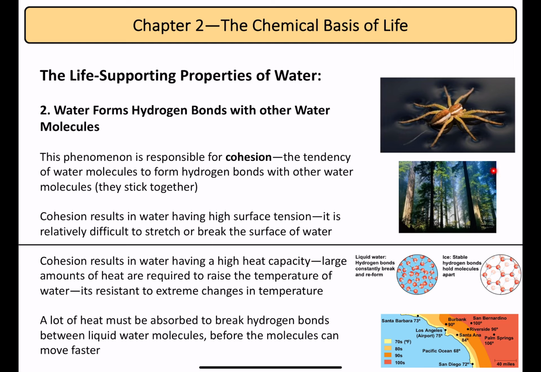I have a picture of a redwood tree because that's how trees are able to transport water up against gravity. It's by pulling these long chains of water molecules upwards, held together by hydrogen bonds.